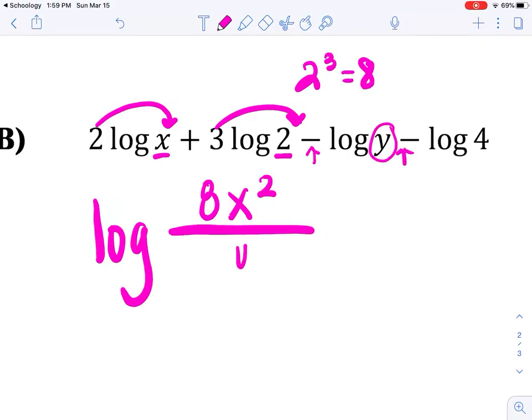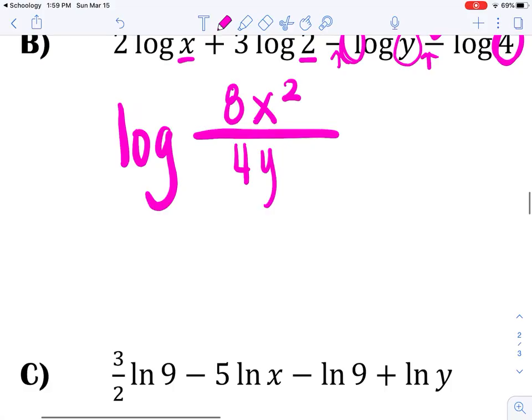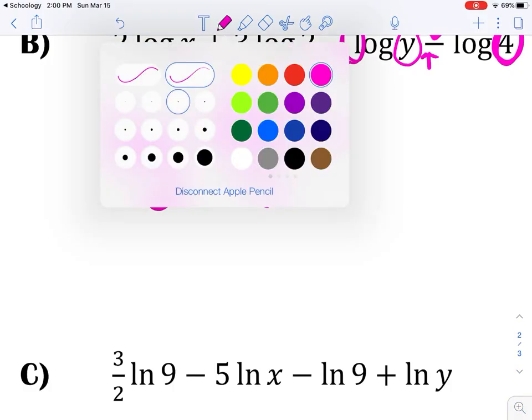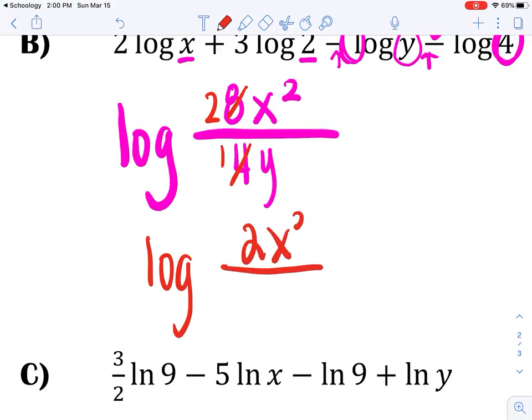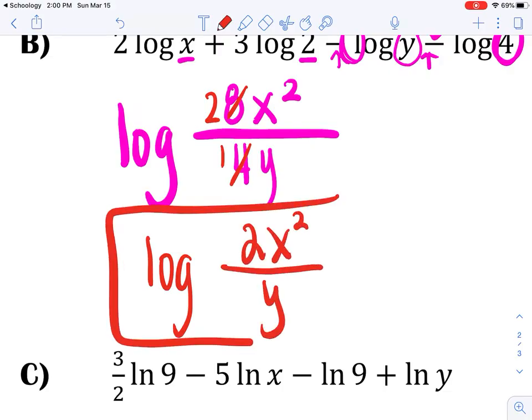All right, next I have everything else is in the denominator because it's a minus and a minus. So I look at this argument. It's a y. Has no exponent because there's nothing right here. And then I look at my final argument, which is a 4. That goes in my denominator because it's a minus right here. All right, now I'm going to look to see if I can simplify this fraction. This fraction is simplifiable because I can simplify 8 divided by 4. That's 2 over 1. So my final answer is common log of 2x squared over y.